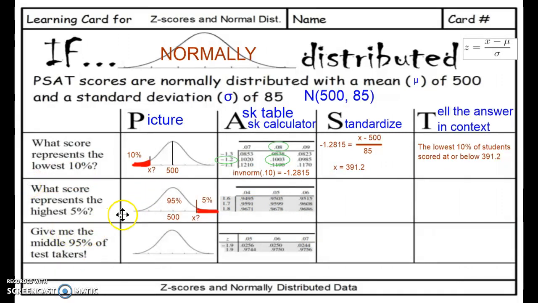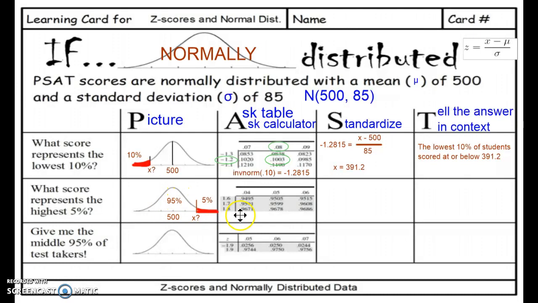So the second question says, what score represents the highest 5%? So instead of the lowest 10% with the area being to the left, I'm looking at the highest 5% with the area under the curve going to the right. It's important to note that the value of x that cuts off the highest 5% is the same value that cuts off the bottom 95%. The total area under the curve is 100%, so if 5% is over here, then 95% is over here.